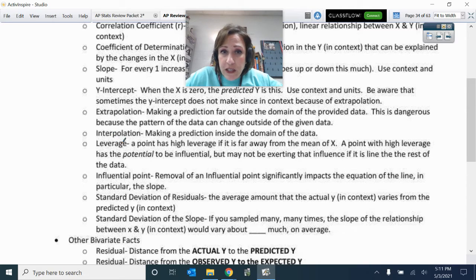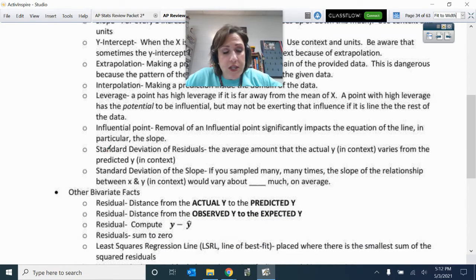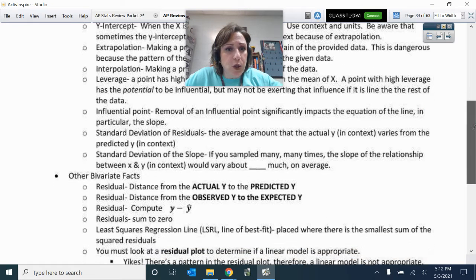All right, remember our high leverage. A point's leverage is high if the x value is far from the mean of the x's. So if it's far out there, then that point has a lot of ability to make change. It has the potential to be influential and really change the equation of that line and the correlation, okay? So the influential point definition is that if you removed a point and it is impacting the equation of the line, and particularly the slope of the line, then that would be considered influential.